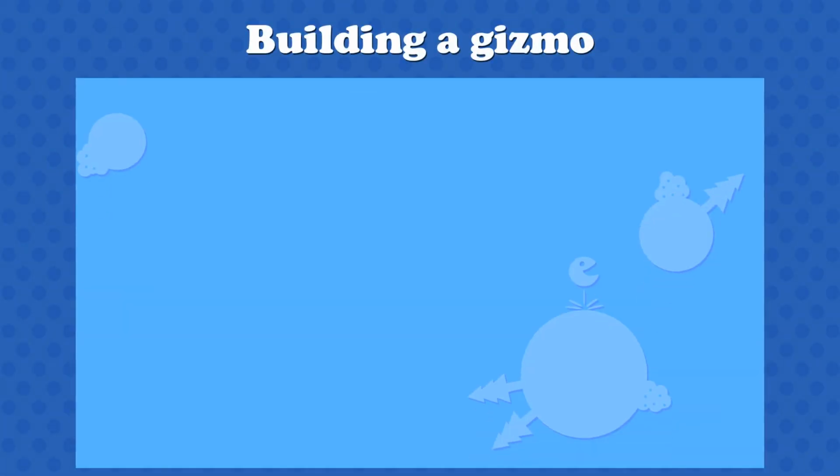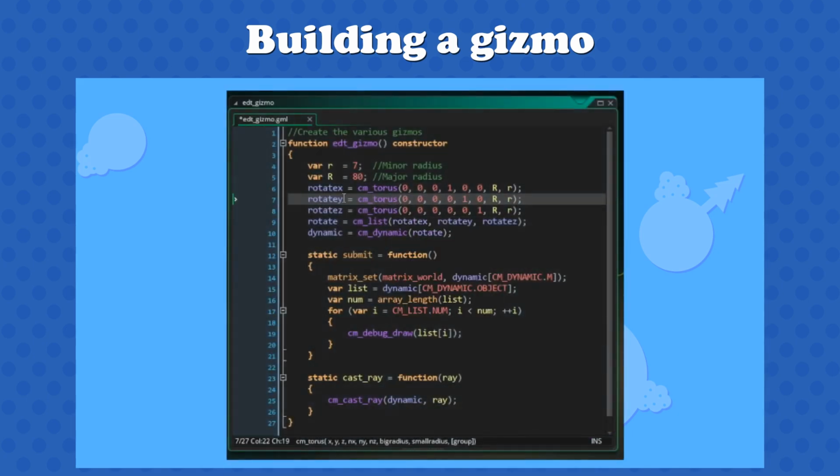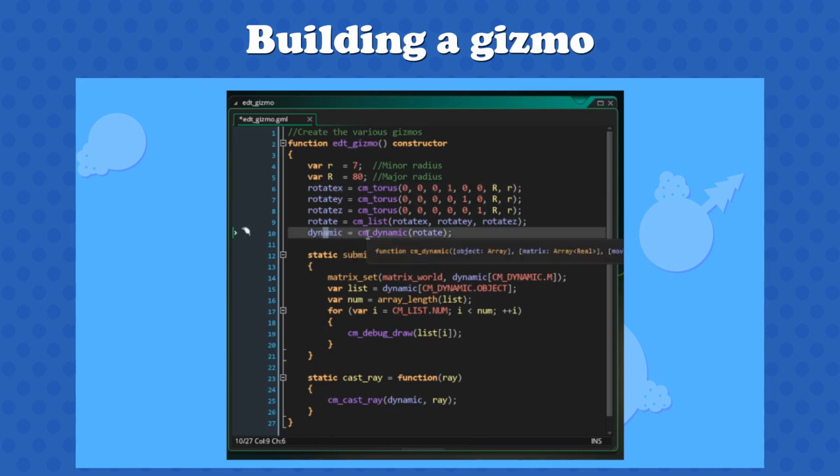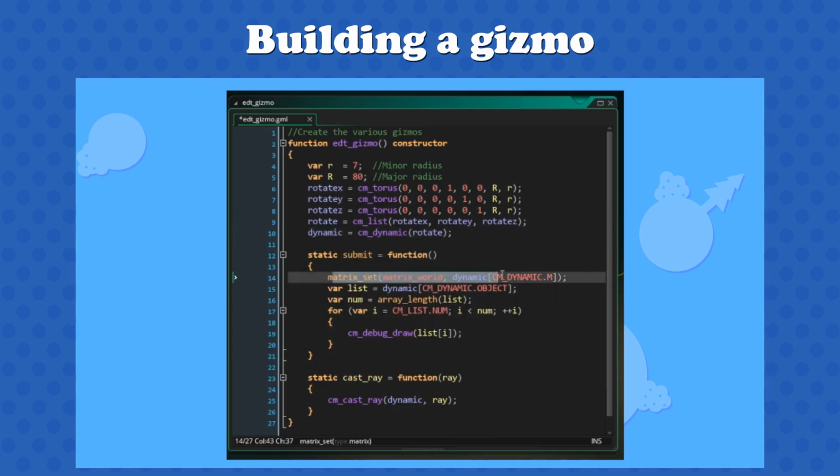ColMesh makes this easier. I can easily make 3 crossing rings by creating 1 torus for each axis. The first 3 arguments are the position of the torus, while the next 3 are its normal vector. Since I want to be able to move the gizmo around as a whole without having to individually move each component, I put it into a container called a CM dynamic. The dynamic has its own matrix, and by changing that, I can move everything it contains in one go.